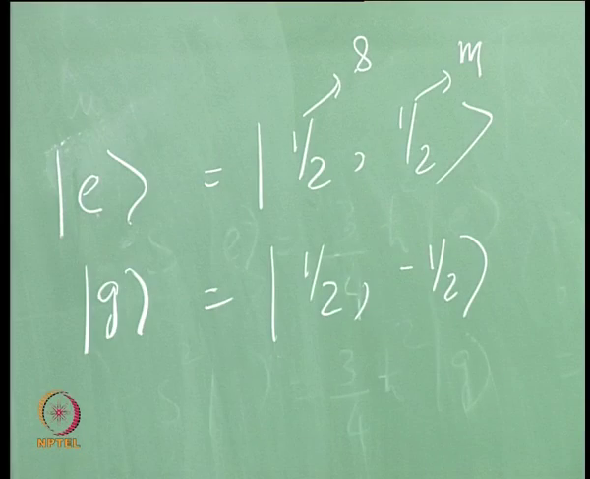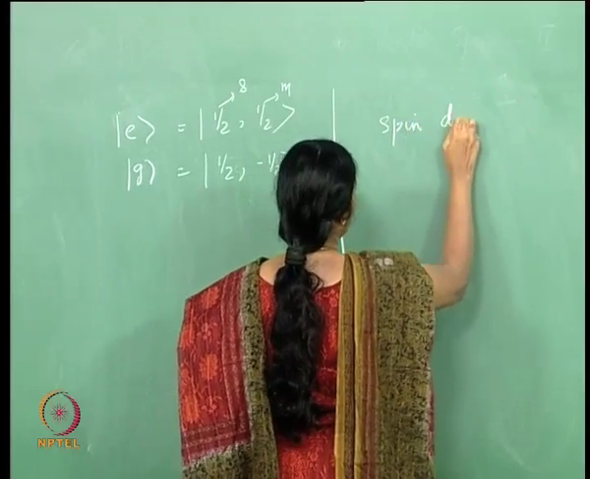I would now consider another example. This does not pertain to the two-level atom. It's a different example. It is about the spin doublet. Now, the reason why I wish to discuss it here is because the spin doublet can also be explained using the same mathematical framework, that is a two-dimensional linear vector space. The spin doublet.